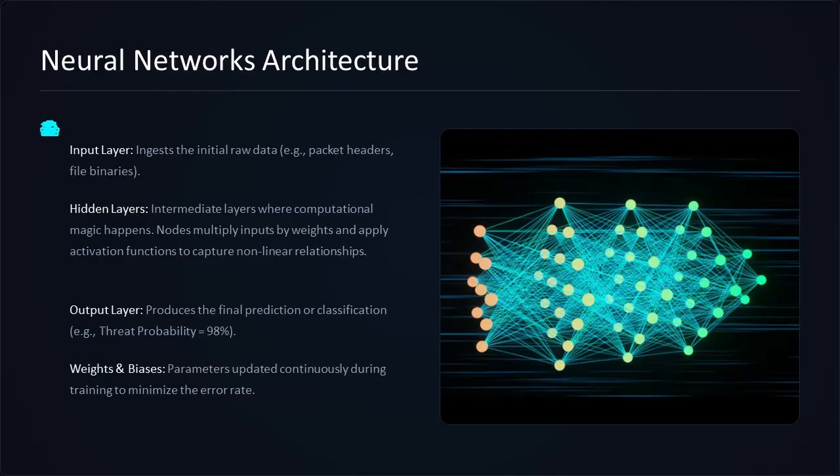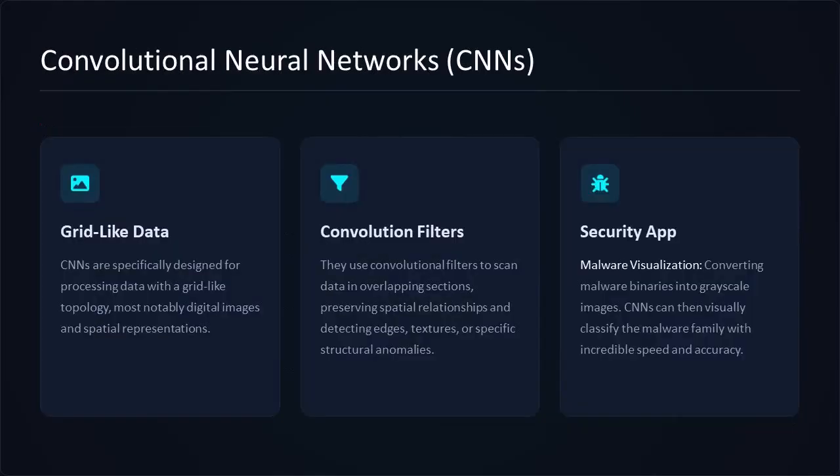Neural network architecture. Grid-like data. CNNs are specifically designed for processing data with a grid-like topology, most notably digital images and spatial representations. Convolution filters. They use convolutional filters to scan data in overlapping sections, preserving spatial relationships and detecting edges, textures, or specific structural anomalies.